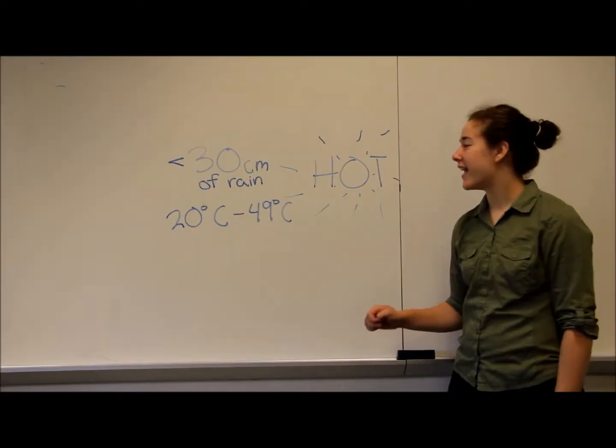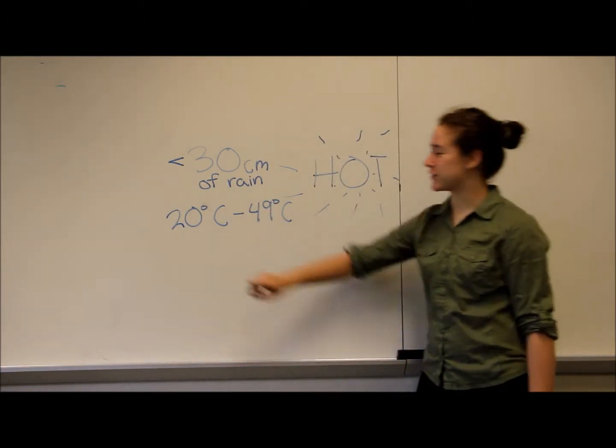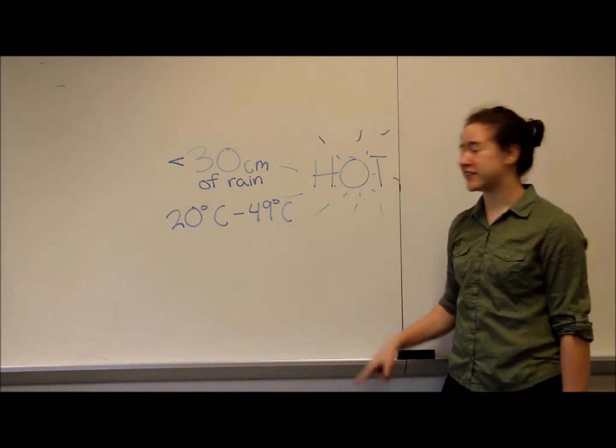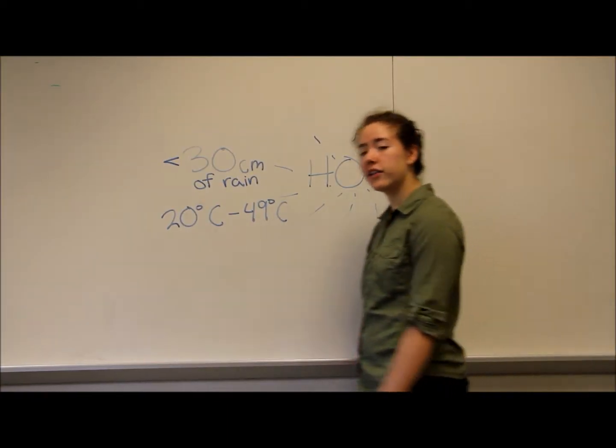So does that mean it's hot all year round and there's no rain? Actually, it gets less than 30 centimeters of rain per year. Temperatures can range from 20 degrees Celsius in the winter to 49 degrees Celsius in the summer. So it's just like a beach with no ocean, right? Well, you're not wrong, Os.